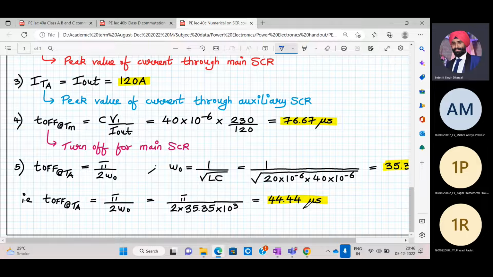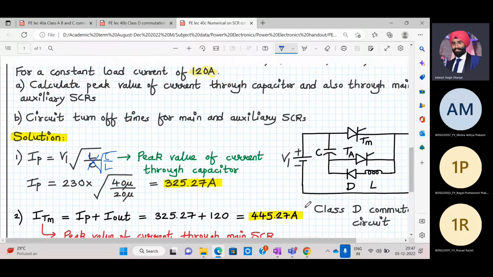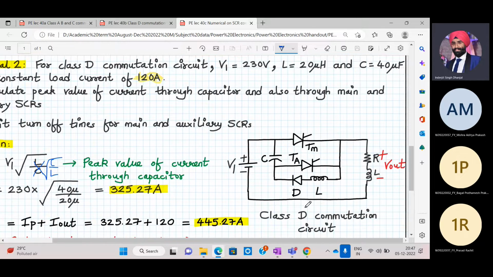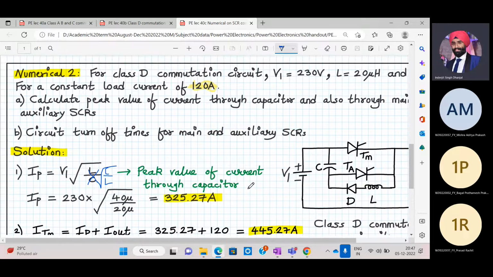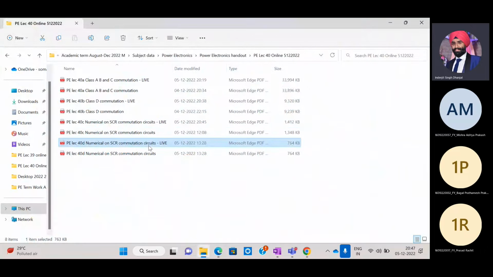All right. So using these formulas, this class D commutator is really important. You have plenty of numericals on that also. All right. So the last PDF of the day.